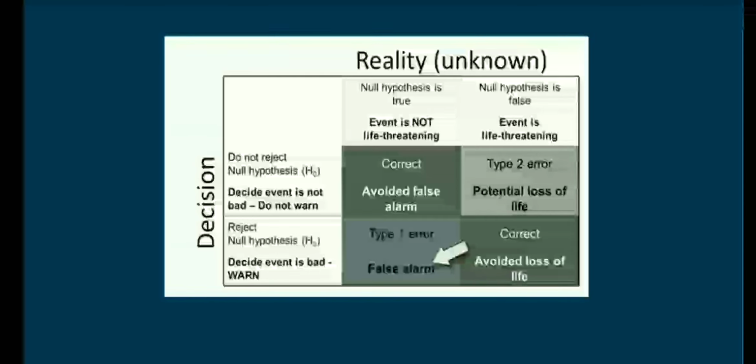Let's look at finding an effect that does exist, in weather warnings. Forecasters need to make decisions about upcoming weather events. The null hypothesis is that the event will not be life-threatening. The forecaster gets evidence of a life-threatening weather event. They decide to reject the null hypothesis and send out a warning saying that it is life-threatening, if the event turns out to be severe.